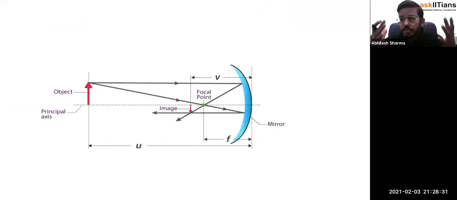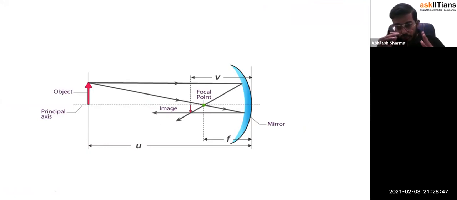Before we jump into this, we must understand some of the terminologies of the spherical mirror, which I've already discussed, but once again: focus is the point where the parallel rays coming to the axis finally converge. The distance of focus from the pole is defined as the focal length. As you can see in the diagram, this F is the focal length. And the distance of the center from the pole is defined as the radius of curvature.